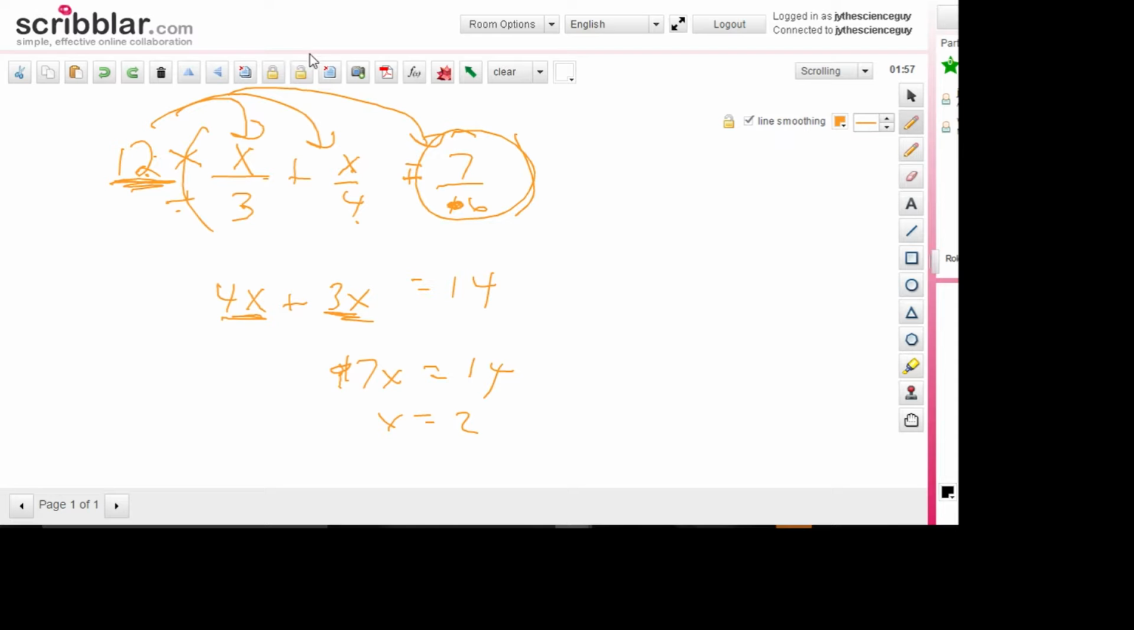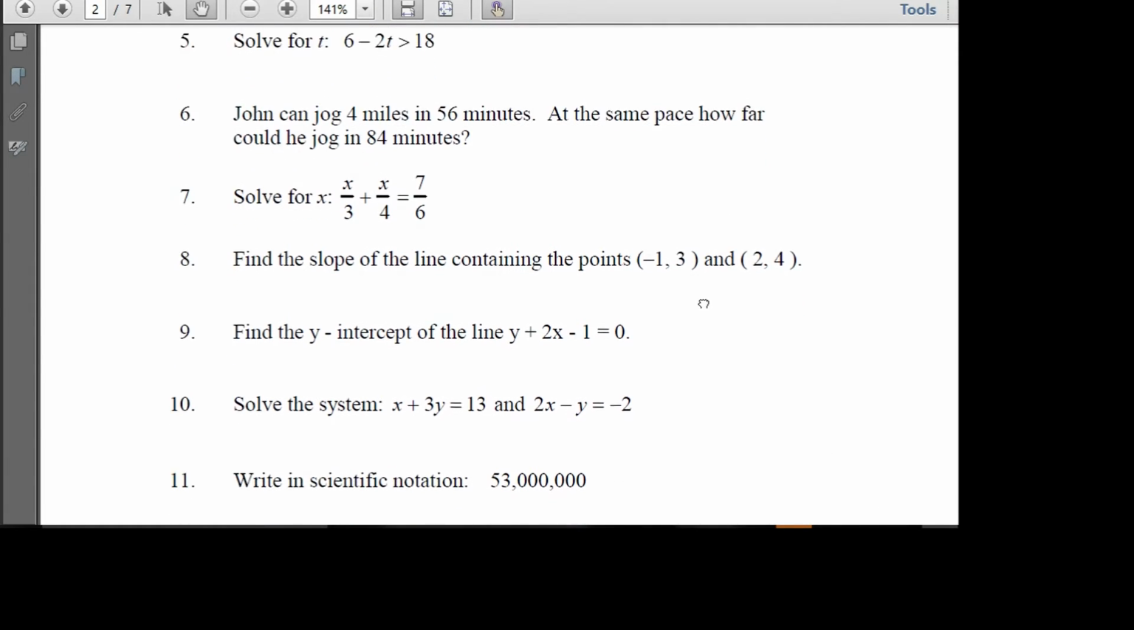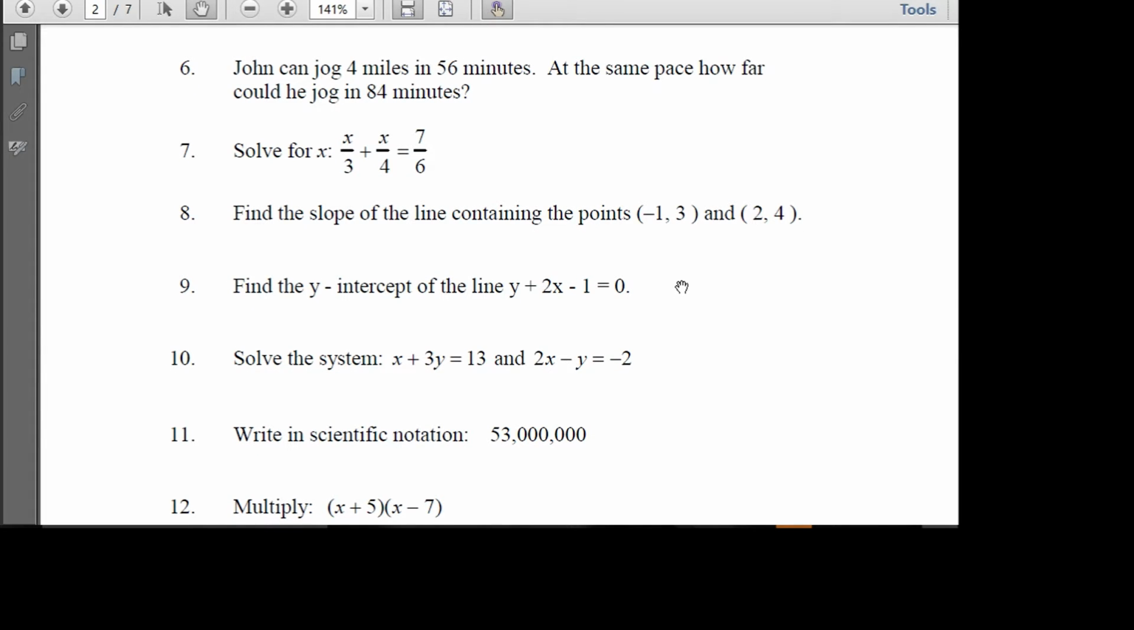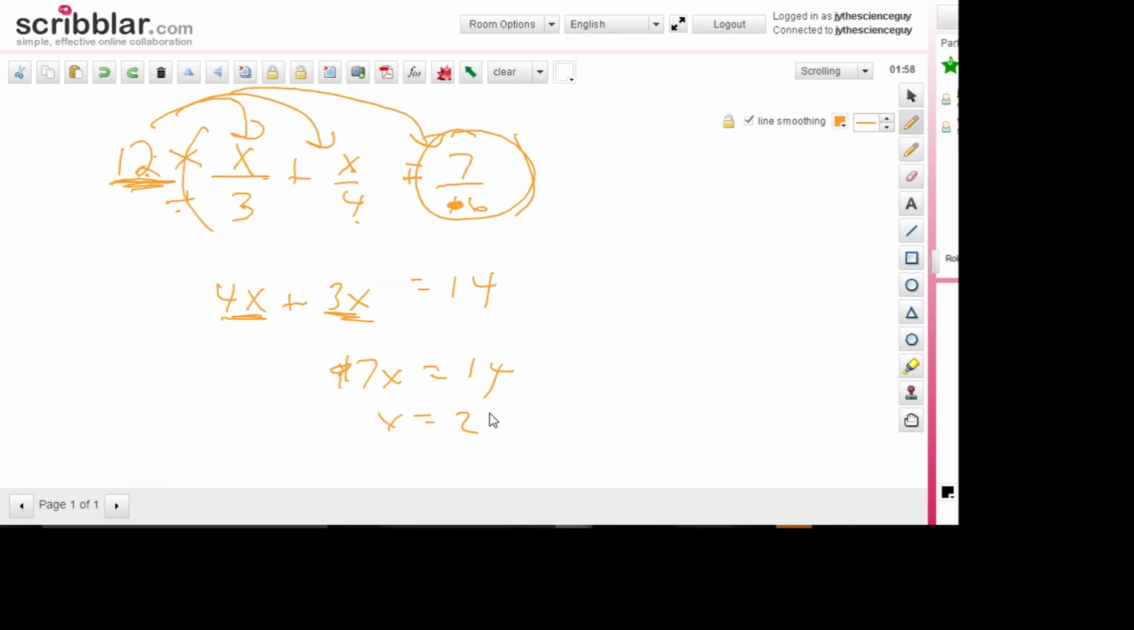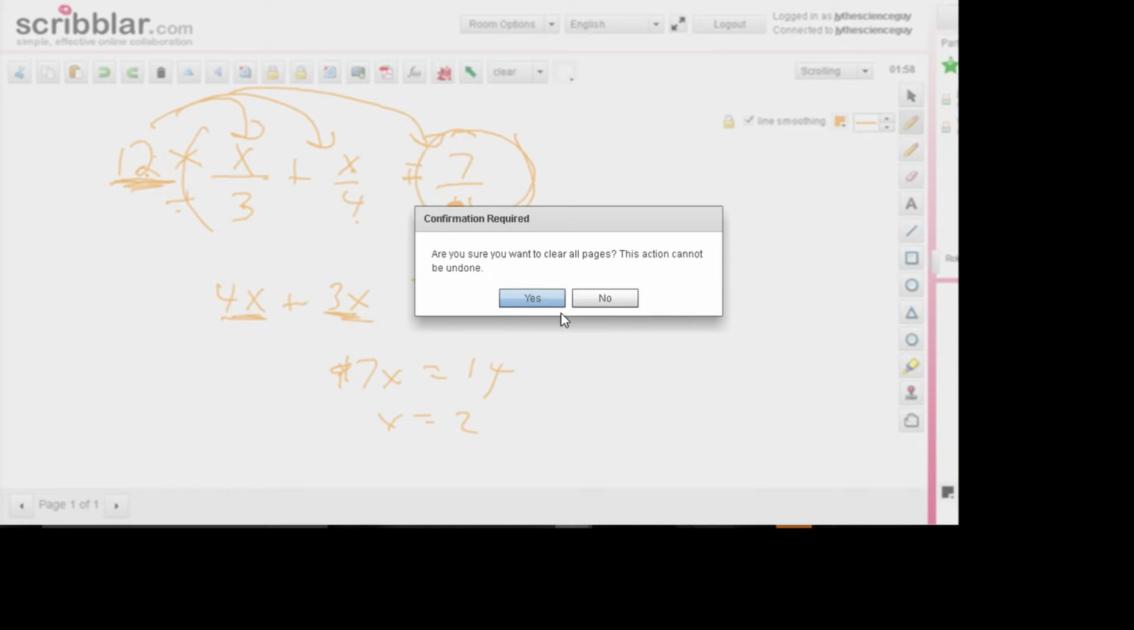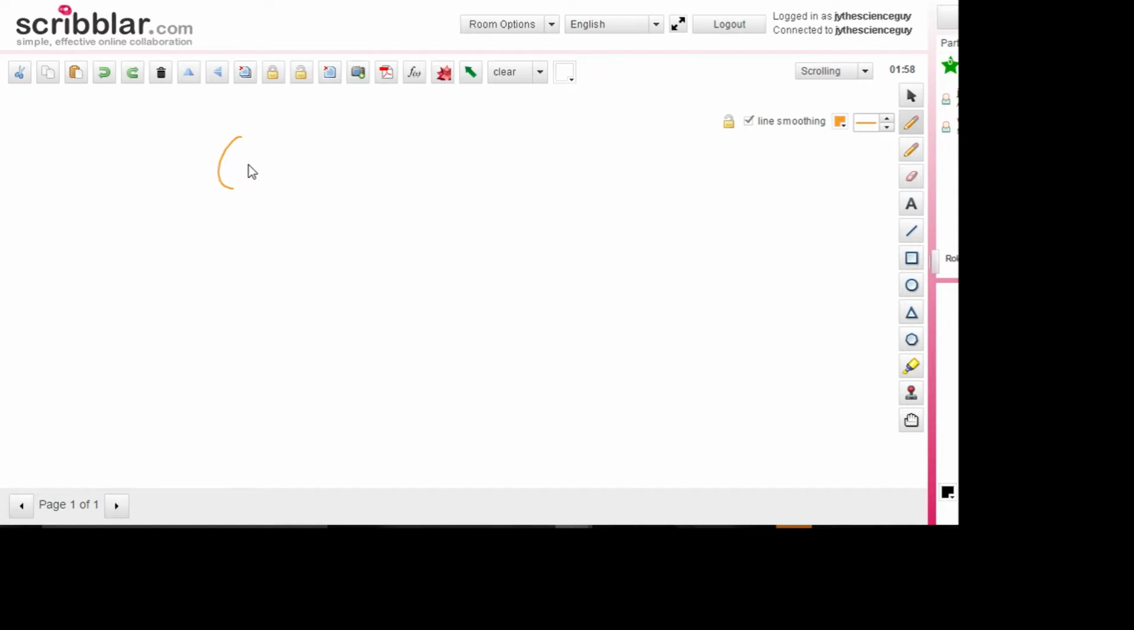Okay, the next question. Find the slope of the line containing these 2 points. Let me just do some math speak first. If I write a point, that's called an ordered pair. And you can graph it for me. Go ahead.